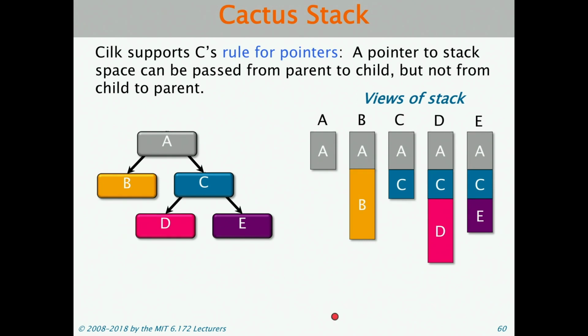So let's say I have this computation on the left here. A is going to spawn off B, and then it's going to continue executing C. And then C is going to spawn off D and execute E. So we see on the right-hand side the views of the stacks for each of the tasks here. A sees its own stack. B sees its own stack, but it also sees A's stack because A is its parent. C will see its own stack, but again, it sees A's stack because A is its parent. And then finally, D and E, they see the stack of C, and they also see the stack of A. So in general, a task can see the stack of all of its ancestors in this computation graph.